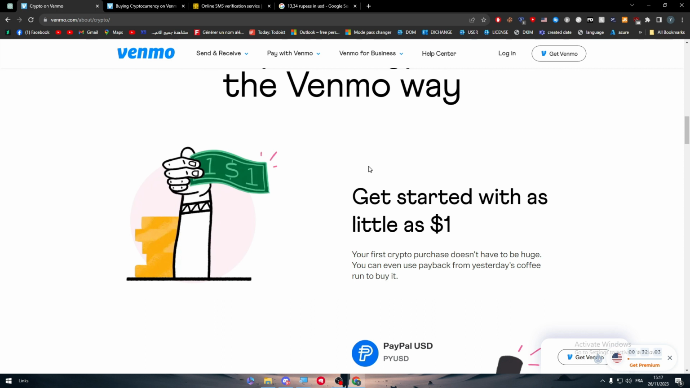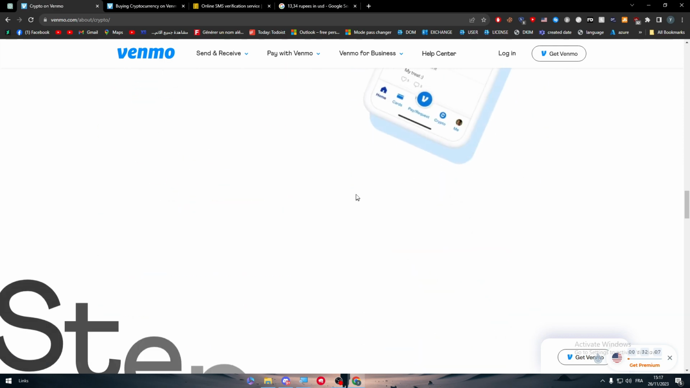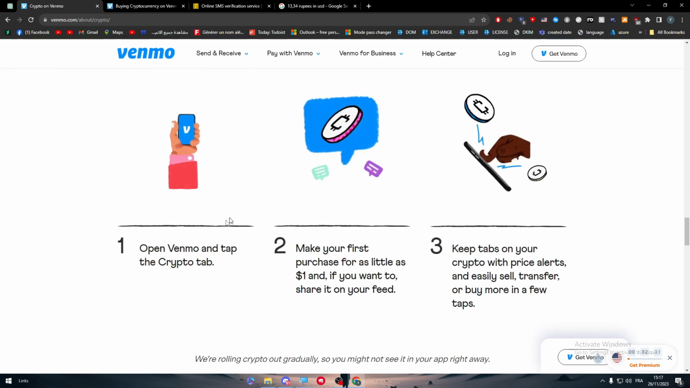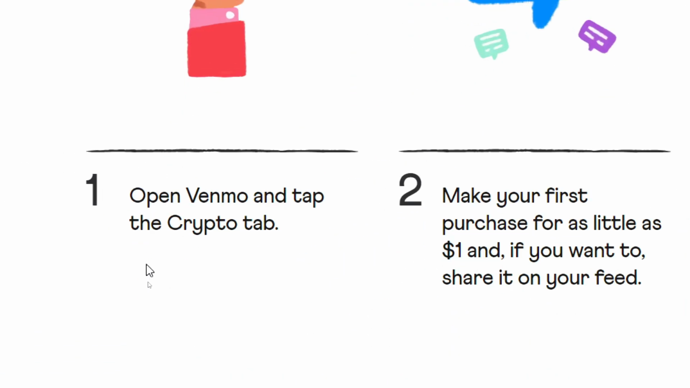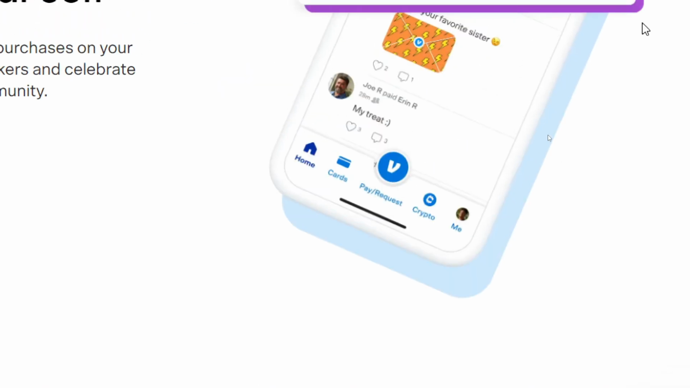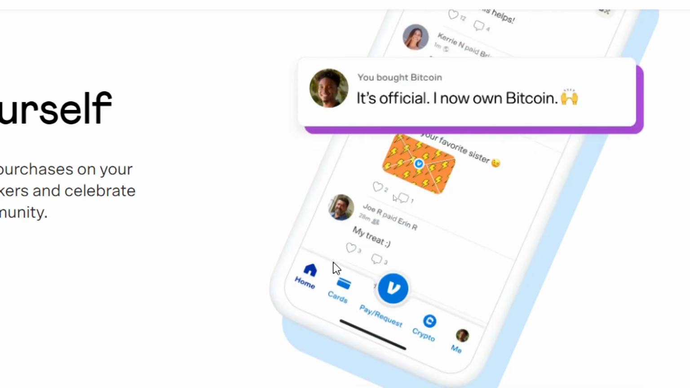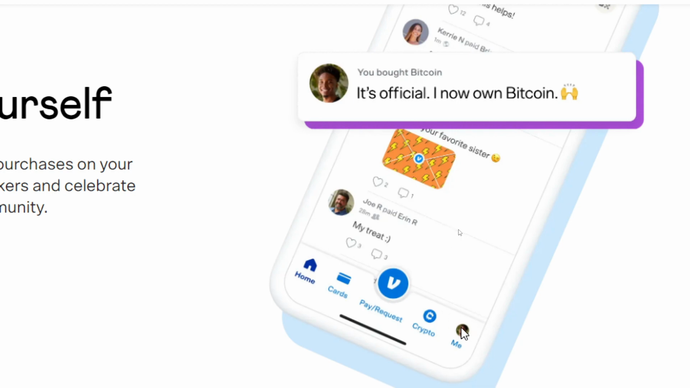So you can get a percentage of what you bought back to you. Now, as you can see, guys, how can you start to use it? Well, the first thing is to open Venmo and tap the crypto tab. Where does it exist? Well, here it is. As you can see, this is simply an installation of the app. Here there is the home page, cards, pay request, crypto, and then your profile picture.